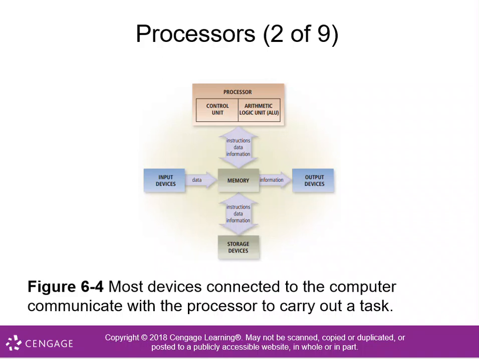So we can say that the processor is like the brain of the computer. We have the control unit and arithmetic logic unit, and this part communicates instructions, data and information with the memory. Memory gets input data from input devices and provides information to the output devices. Memory also communicates instructions and data with the storage devices.